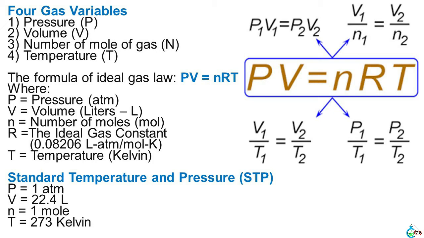T equals temperature in Kelvin. Standard temperature and pressure, STP: P equals 1 atm, V equals 22.4 liters, n equals 1 mole, T equals 273 Kelvin.